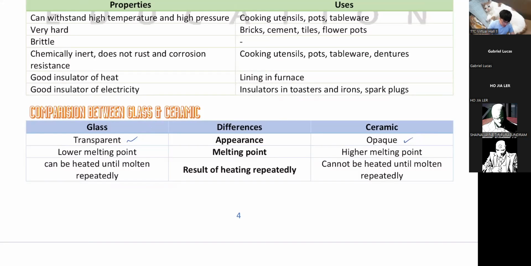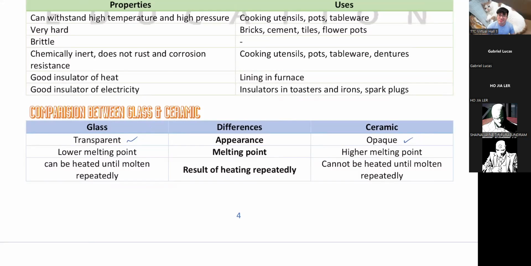And then melting point, they're almost the same. Both are high. It's just that glass is slightly lower. Can you heat this thing repeatedly? Guys, glass, you can easily reshape. You can heat them, melt them, and reshape them, but ceramic, unfortunately, no. You cannot reshape ceramic. You have to recycle this thing. It's not like your glass.